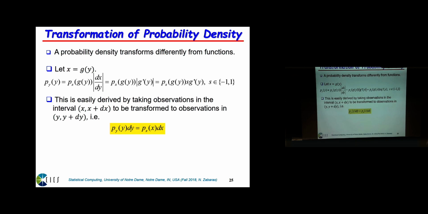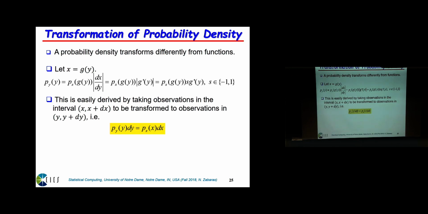So if somebody gives you the density of y, and tells you, can you find what the density of x is? The thing you need to remember is that probability densities do not transform the way functions transform. So it's not like you take the density of y, and then you substitute for every y the corresponding x and say that's it. That's wrong. So you cannot just map densities the way you map functions.